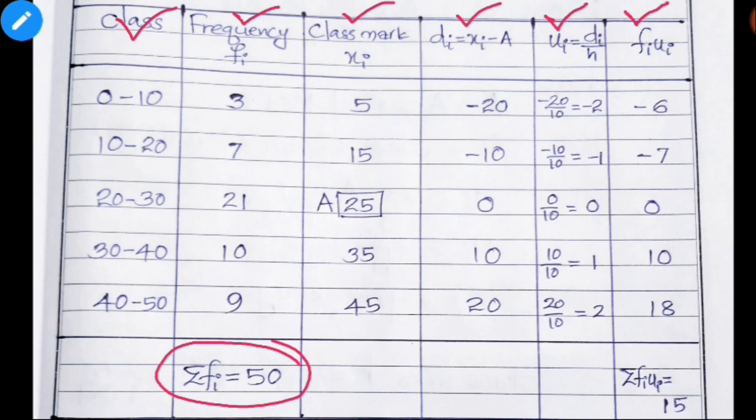And find class mark. How to find class mark? Class mark equal to upper limit plus lower limit by 2. So here 10 plus 0 by 2, that is 5. Then 10 plus 20, 30 by 2, 15. Then 25, then 35, then 45.